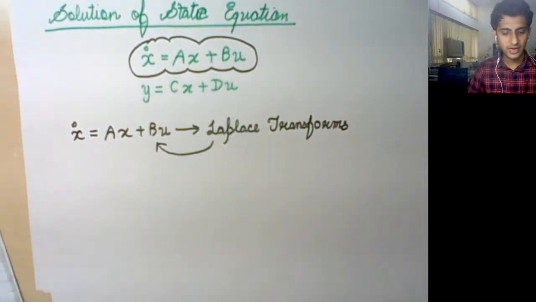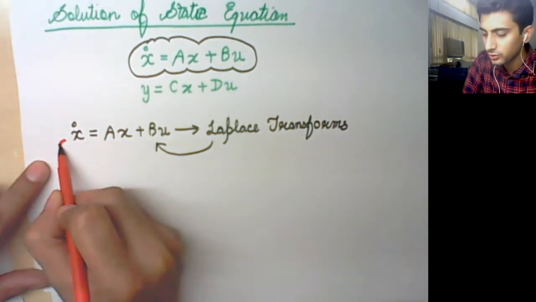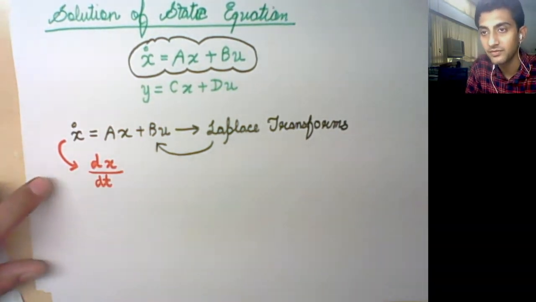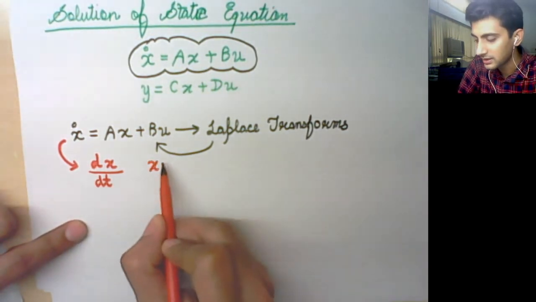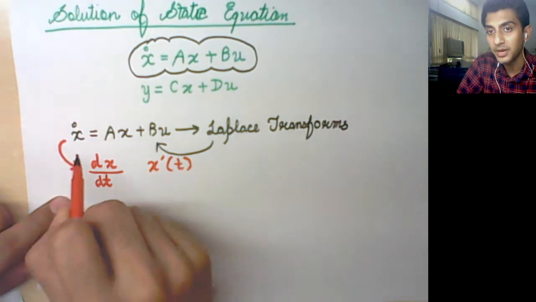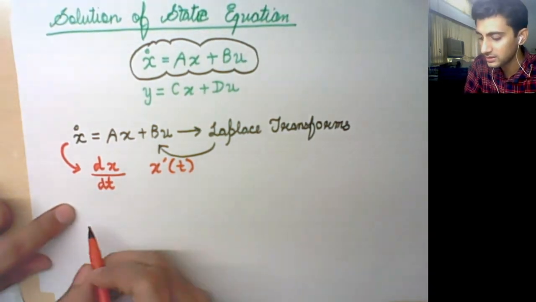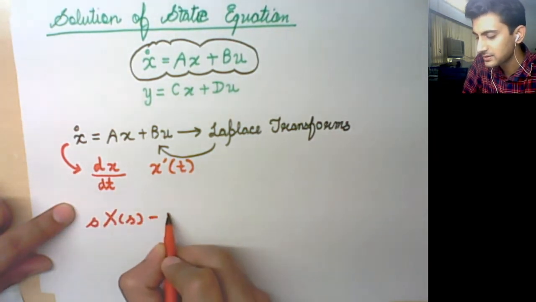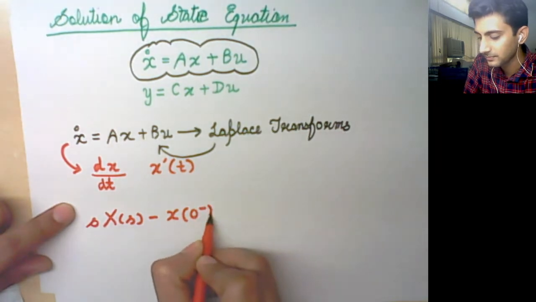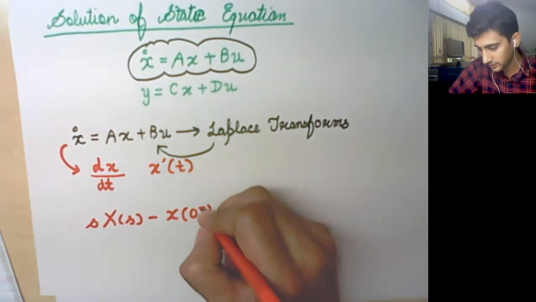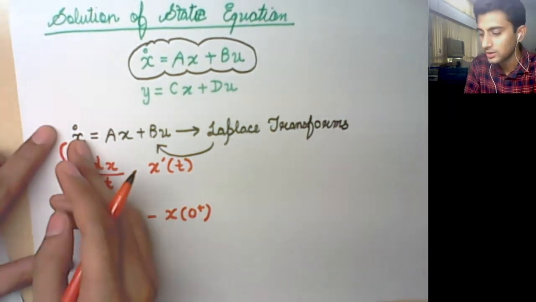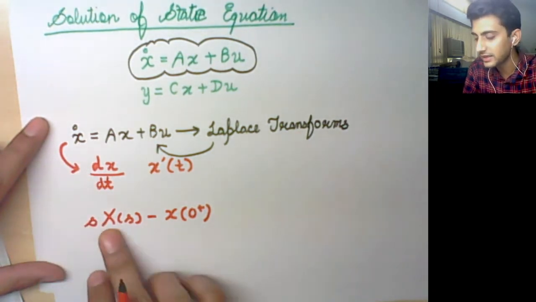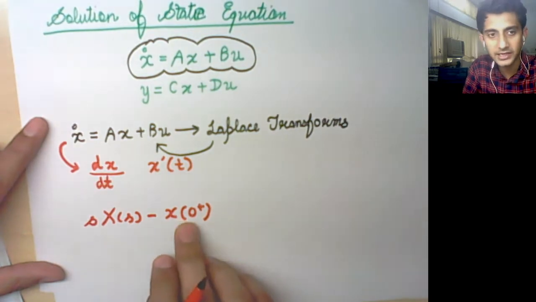If one would have asked you, what is the Laplace transform of x dot, where you know that x dot is dx by dt, or let's say some x prime of t, then the Laplace transform of the derivative of a function with respect to t is given by s times the Laplace transform of x minus the initial condition, x0 plus or minus, whatever you can take.